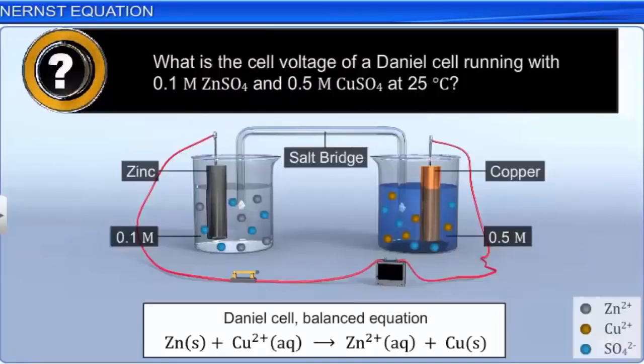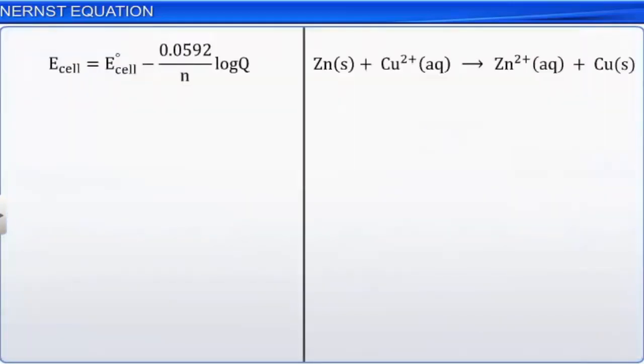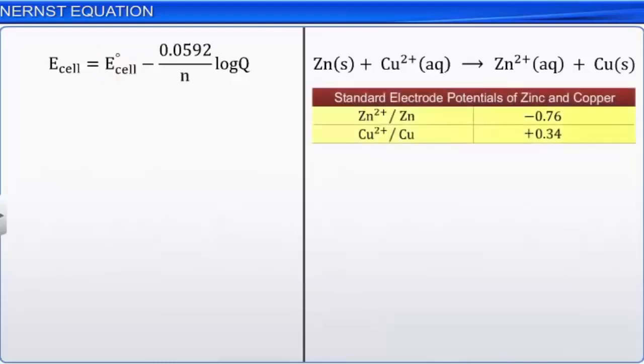Let's work through a typical problem involving the Nernst equation. What is the cell voltage of a Daniell cell running with 0.1 molar zinc sulfate and 0.5 molar copper 2 sulfate at 25 degrees Celsius? The balanced net ionic equation is given here. Here's a strategy for solving the problem. First, you need to find E cell at standard conditions using our table of standard electrode potentials. Then, use the Nernst equation.